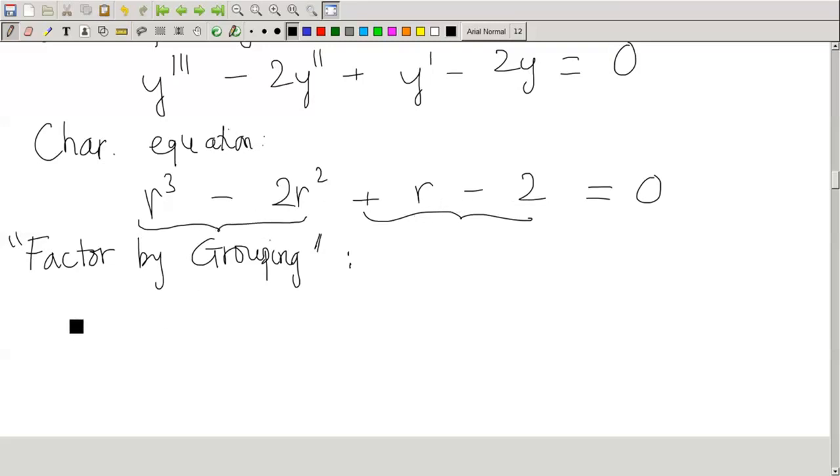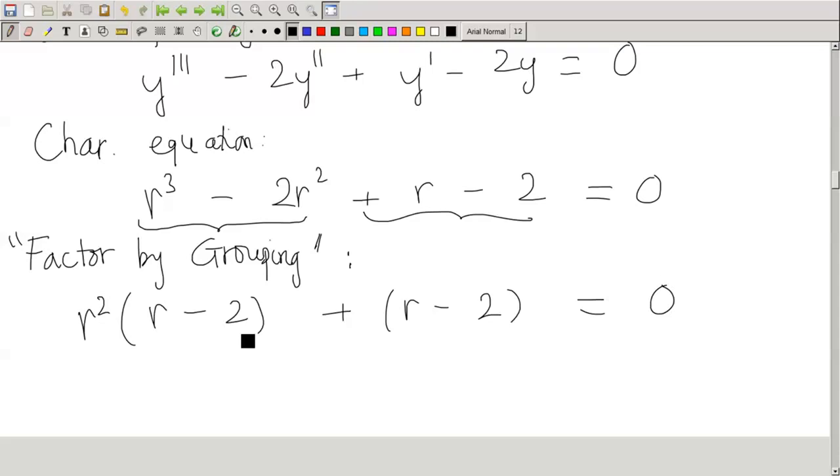Now, for the first one, we have r cubed and then minus 2r squared. So the common factor is r squared. Let's factor it out, and we have r minus 2 left. The last one, we don't have any common factor to factor out. If we have a minus in front, we should factor that out as well, but we don't have any. So let's just group them like this.